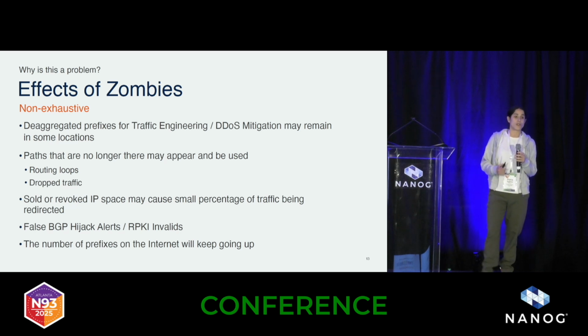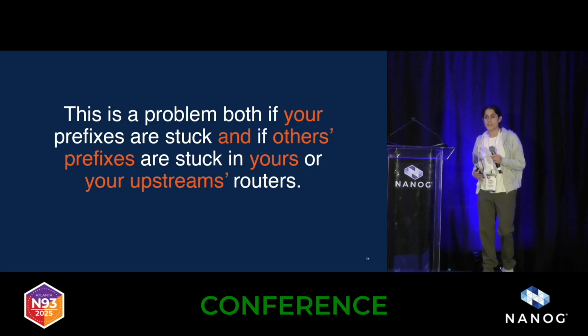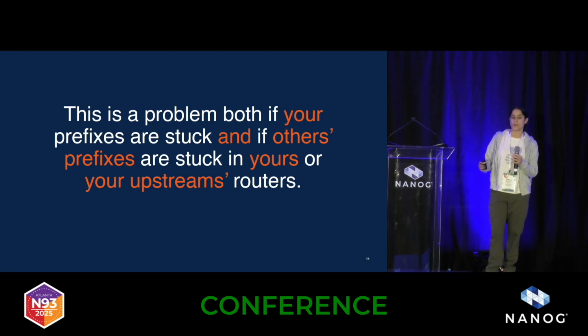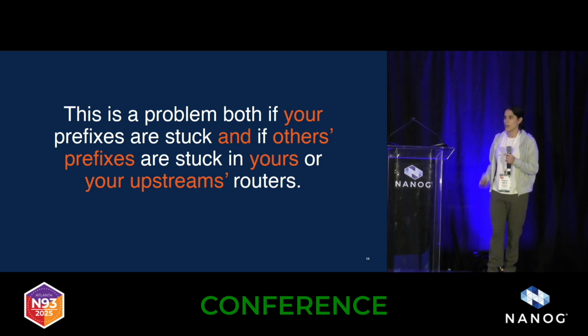Another case is when you sell some of your IP space, and if your previous routes get stuck somewhere, the traffic, instead of reaching the new owner of the IP space, is directed towards your AS. So in general, BGP zombies can cause problems to your networks, both if your prefixes are stuck somewhere on the internet, and if there are stuck prefixes on yours or your upstream routers.